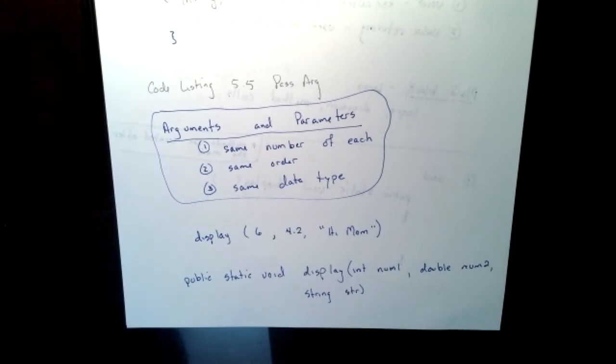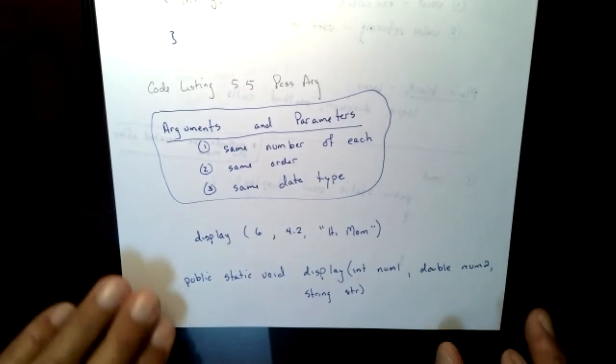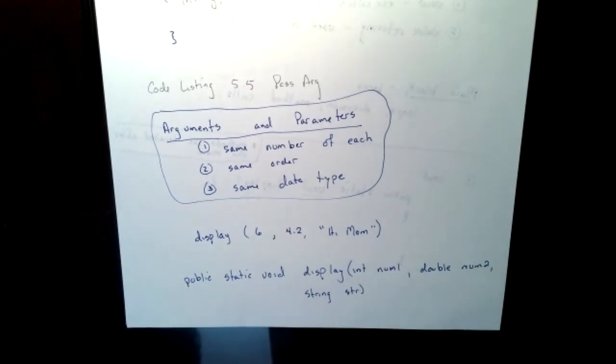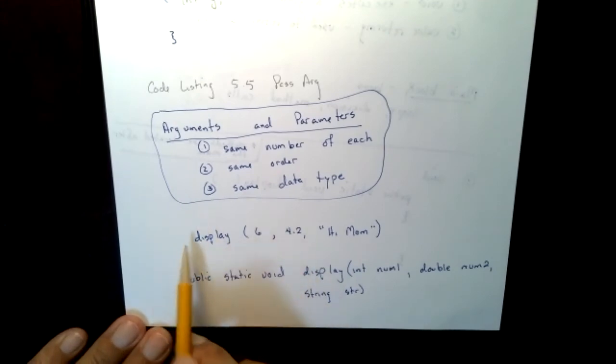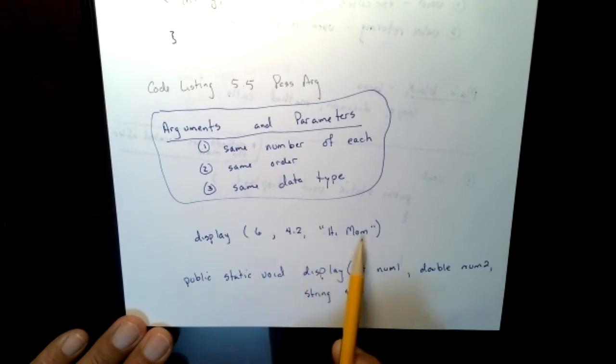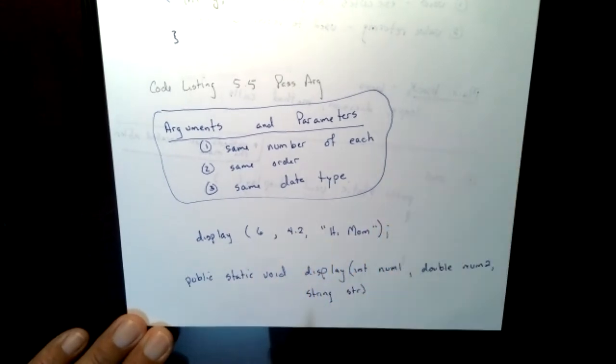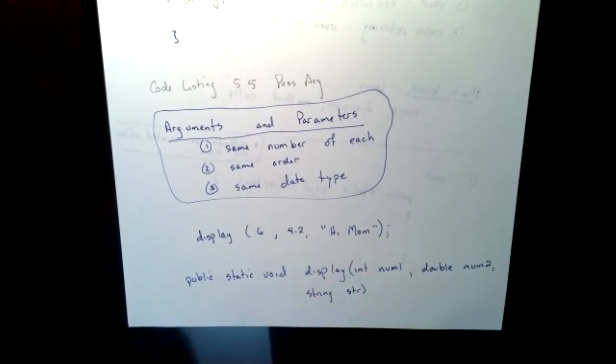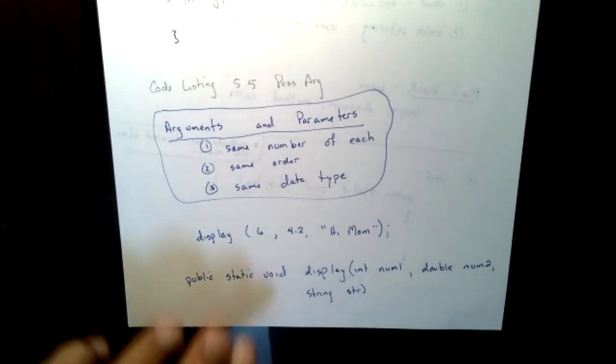Arguments, parameters. What do you got? Questions? So the methods, they're just like functions, right? Yes. Okay, so just functions. So up in the main, you're going to see a line that looks like this: display(6, 4.2, "hi mom"); semicolon at the end. That'll be something in the main. At that point, the program will jump down to the method and do what's in the body of the method. And I will pass those 3 values into the method. Okay. All right.